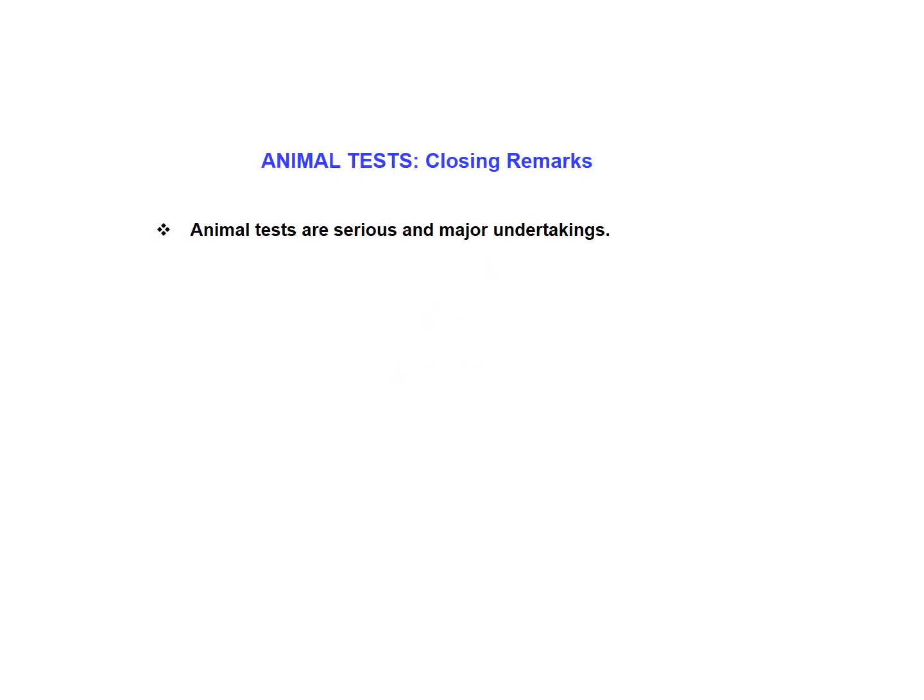In closing, animal tests are serious and major undertakings. They must be considered only when all the preceding types of tests are completed successfully. The animal experiments are expensive. Remember, they require special facilities. They require the procurement of animals and their maintenance on a daily basis.